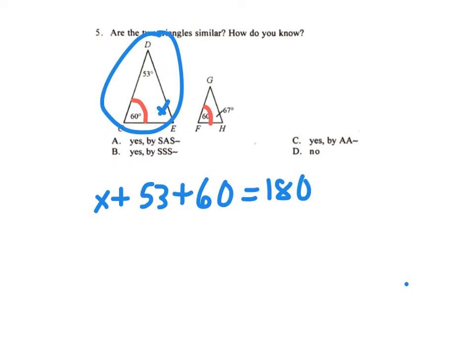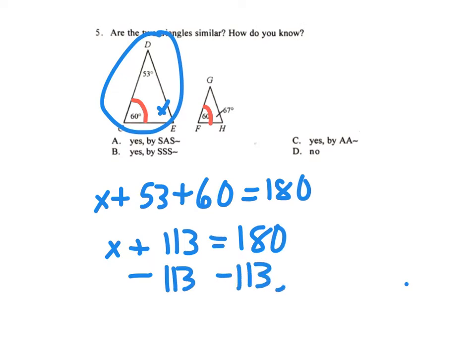We are going to solve for x. So the first thing I'm going to do is combine my 53 and my 60. When I do that, I have x plus 113, if I did my math right, equals 180. And then we are going to go ahead and subtract 113 from both sides. When I do that, we have x by itself. And if I do 180 minus 113, I get 67.